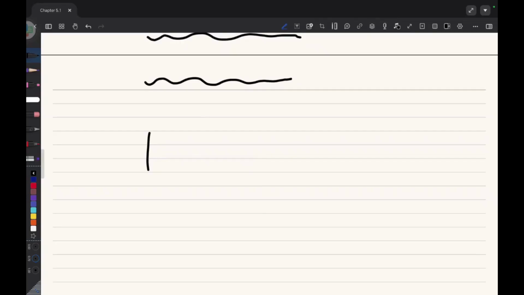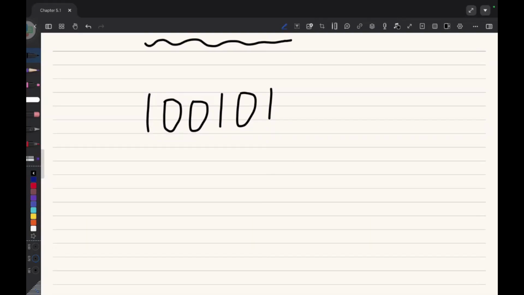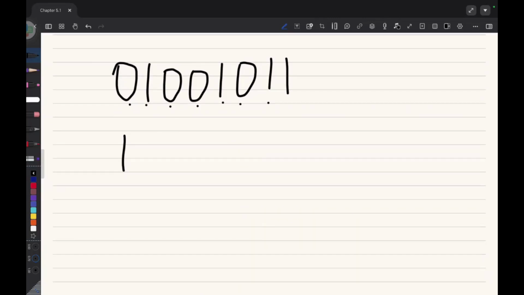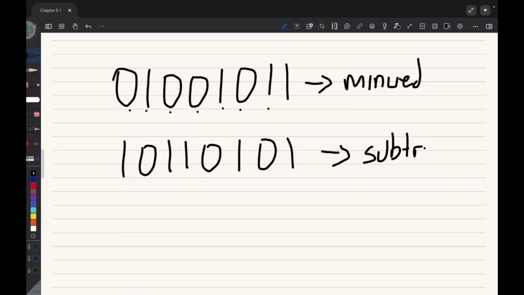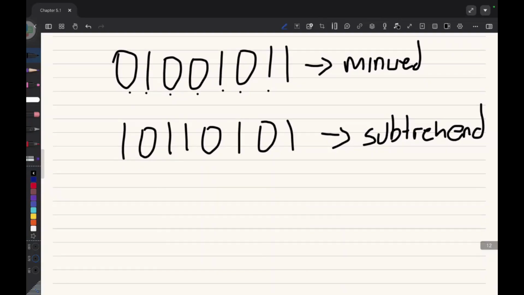Okay, we have 1 0 0 1 0 1, and then let's say we have a 0. Let's see, 1 2 3 4 5 6 7 8 1 1. And then down here we have 1 0 1 1 0 1 0 1. This is a number that you're subtracting from this one. This is the minuend, and then this is the subtrahend. I can't spell, but you get what I'm saying.